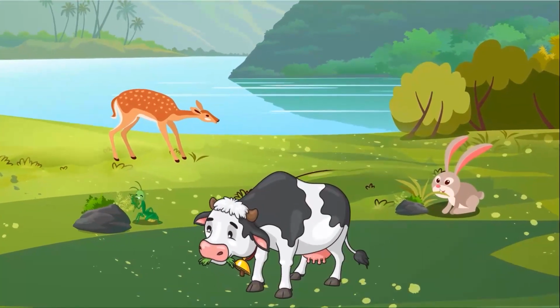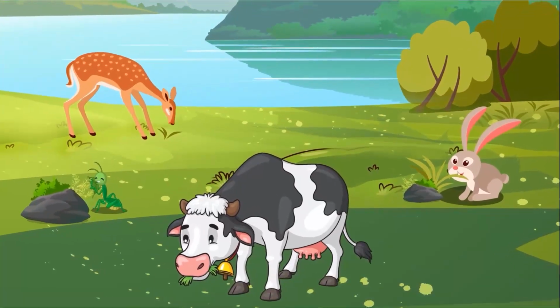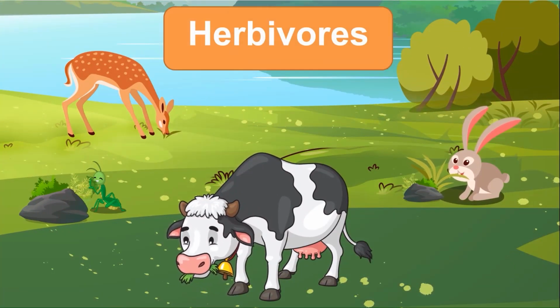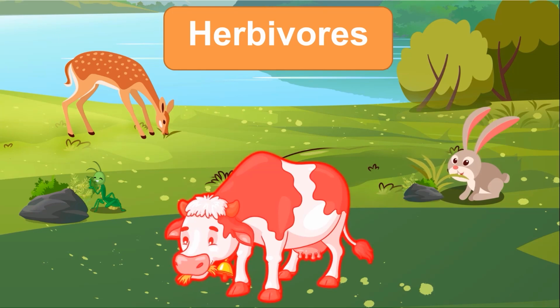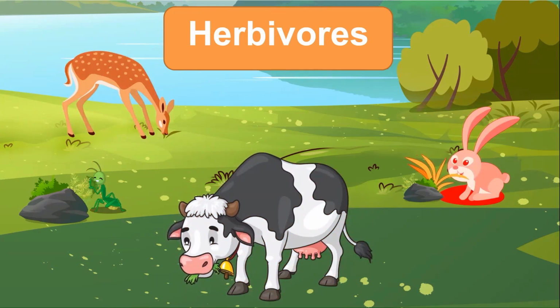Some animals consume plants in order to get energy. These animals are called herbivores. They include cows, deer, locusts, and rabbits.